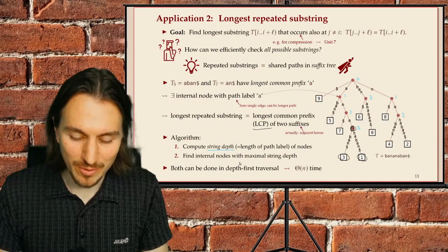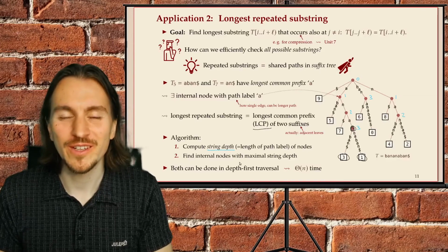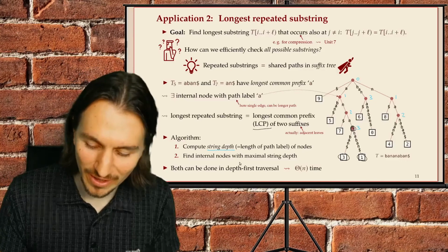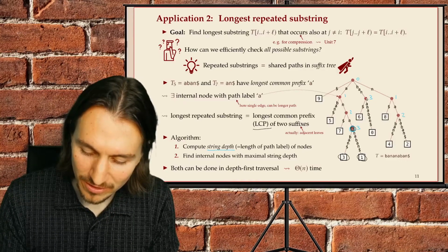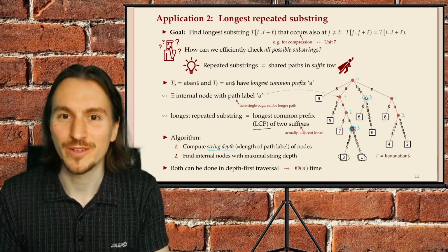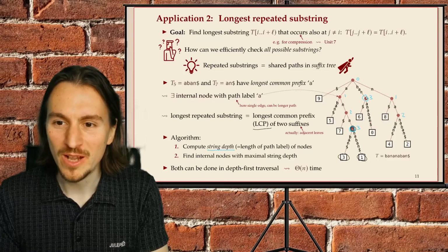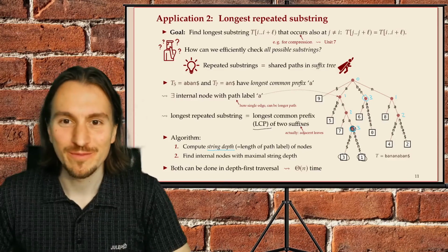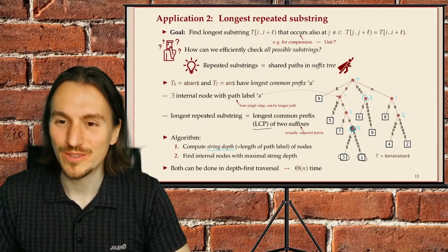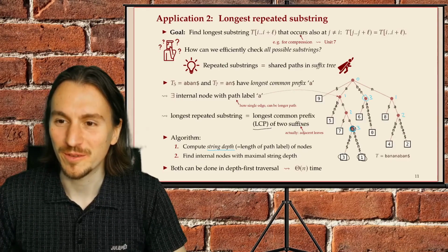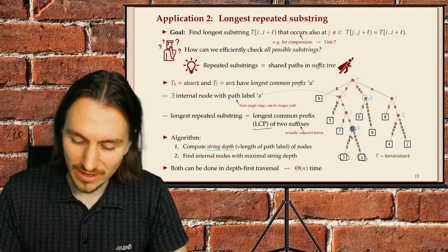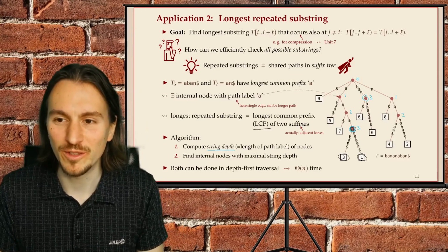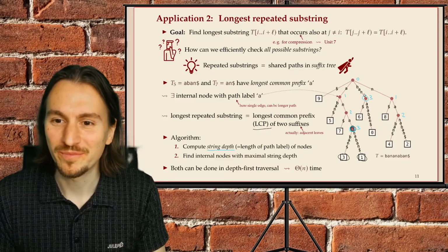The second step is we just find any internal node with the maximal string depth. So in our case, that would be either this one or this one. They actually both have string depth 3. And then the label from the root to any of these maximal string depth nodes, that is your longest repeated substring. So we can either take Anna or we can take Ben. Both have 3 letters and both are repeated and maximal, and that's the longest we can find.